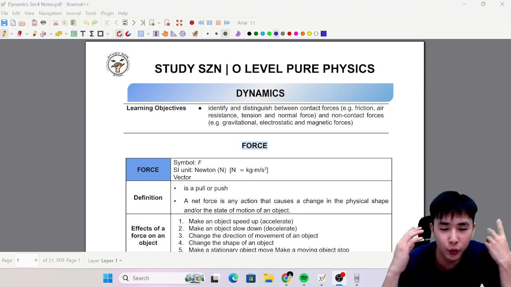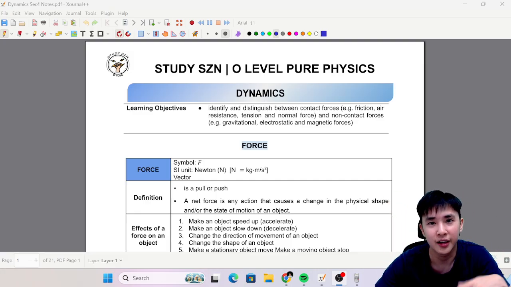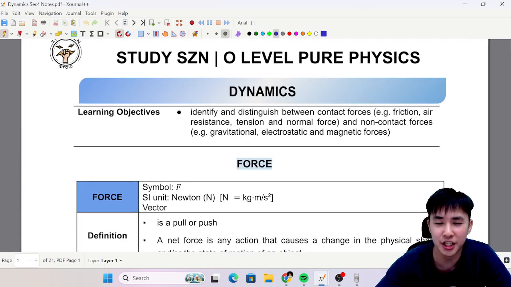You can head over to the website and do the questions tagged to the learning objectives, right? So these learning objectives are from Cambridge, and they sort of tell you what the exams can test.